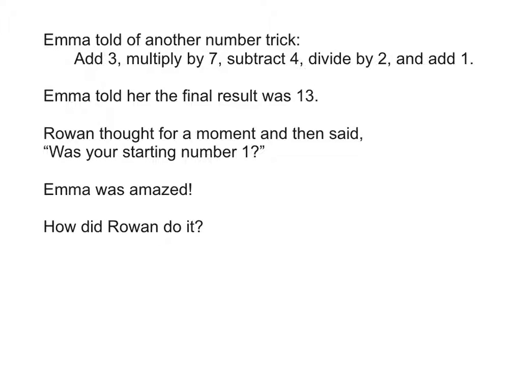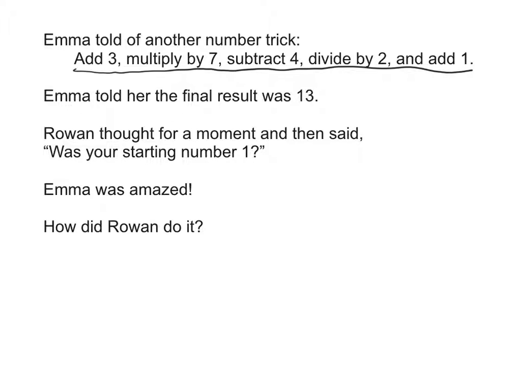So a little funny story that I want to share with you. My daughter Emma was playing with her friend Rowan, and they were playing math number tricks. And Emma said, oh, here's my number trick. I'm going to pick my number, and I'm going to add 3, multiply by 7, subtract 4, divide by 2, add 1. And when I do it, I get 13. And her friend Rowan thinks for a minute and goes, I think your starting number was 1. And Emma goes, no way! How did Rowan do it?